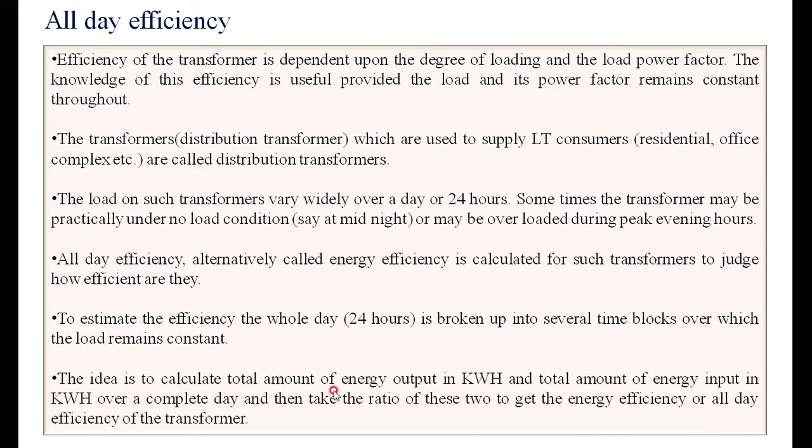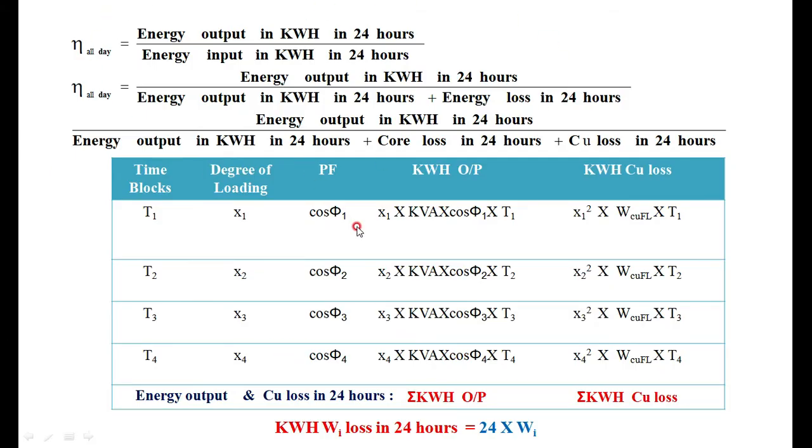The idea is to calculate the total energy output in kilowatt hours and the total energy input in kilowatt hours over the complete day, and then take the ratio of these two to get the all-day efficiency. I am explaining with the help of a table. All-day efficiency, by definition, is the energy output in kilowatt hours in 24 hours divided by the energy input in kilowatt hours in 24 hours. That is why it is called all-day efficiency. In normal efficiency, you have kilowatt output by kilowatt input.